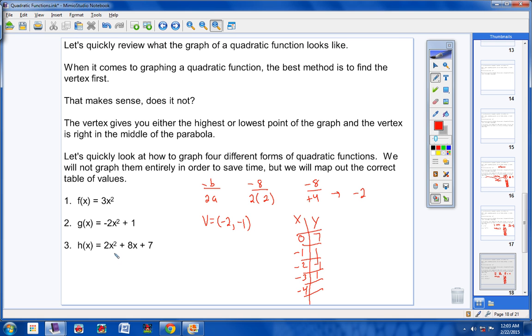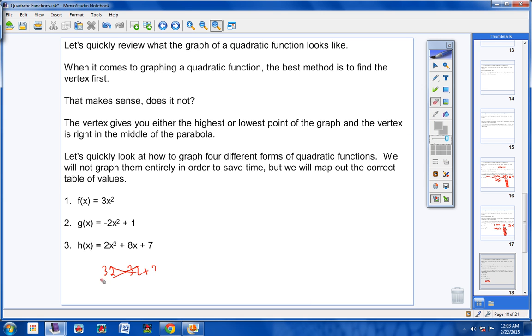Let's see, a negative 4 in for x. Negative 4 times negative 4 is 16, times 2 is 32. 8 times negative 4 is a negative 32, and then plus 7. So 32 minus 32 cancels out, leaving you with 7. Now my handwriting's not the best. If you can't read this, it's 7, 1, negative 1, 1, 7. If you plot those 5 points, you will see they line up in a very nice parabolic shape.